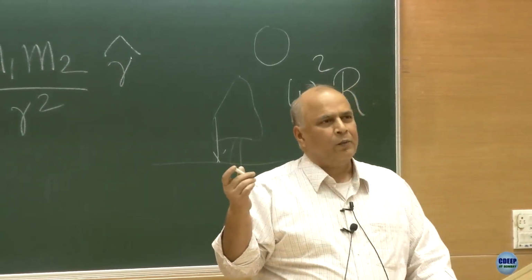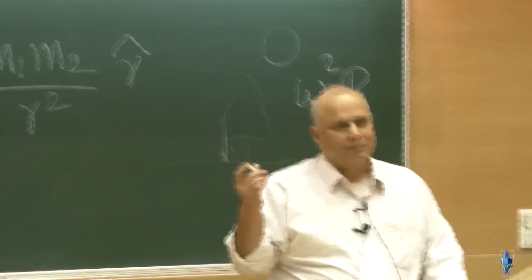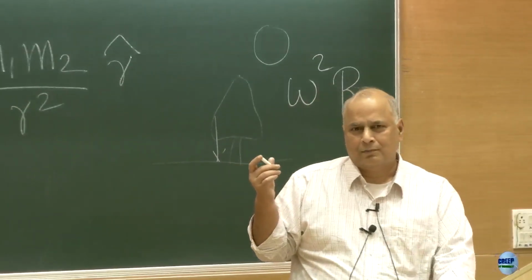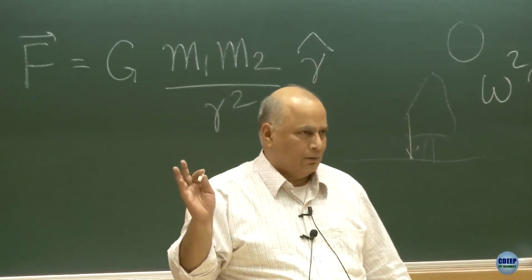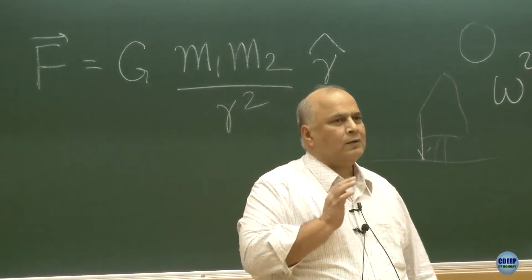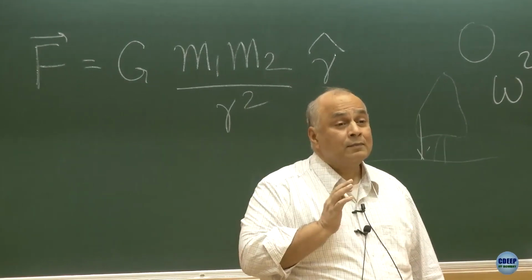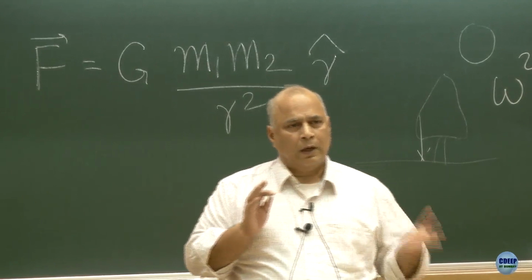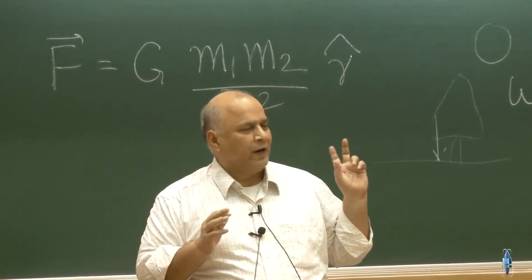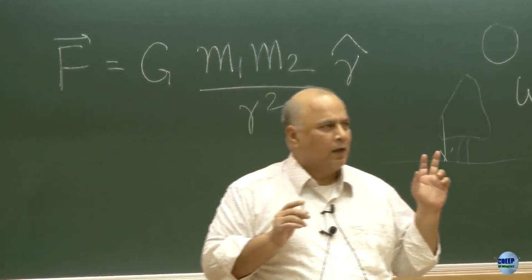How do you calculate omega for the moon? Omega is 2 pi by T. What is T? Sorry? Okay, I hear two numbers, 28 and 27. Any other?